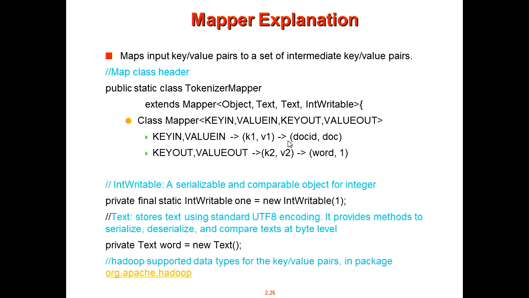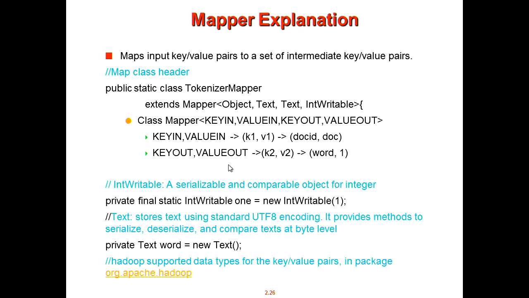In the word count example, key in and value in are just document ID and document, and key out and value out are just word and value 1. Text and iterable are serializable and comparable classes provided by MapReduce for us to wrap the primitives in Java, such as string and integer. We need to use these classes because now we are not doing the serialization in our local file systems. Remember, all the I/O access is based on HDFS. So you read the data from HDFS and you write the data to HDFS.